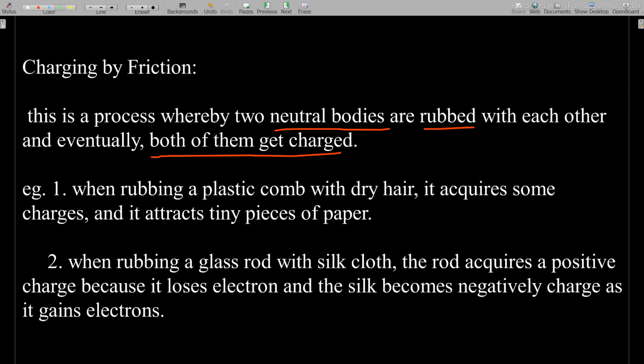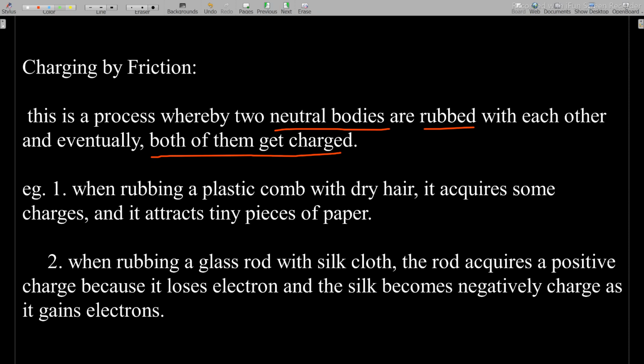Let's take it for instance. When you're done bathing and you comb your hair, you can see that you have some particles of hair on the comb. It's as if the comb has attracted some electrons from your hair, and in doing so the comb becomes negatively charged. Your hair loses some part of it to the comb. Then if you bring a piece of paper closer to your comb, it will attract the paper.